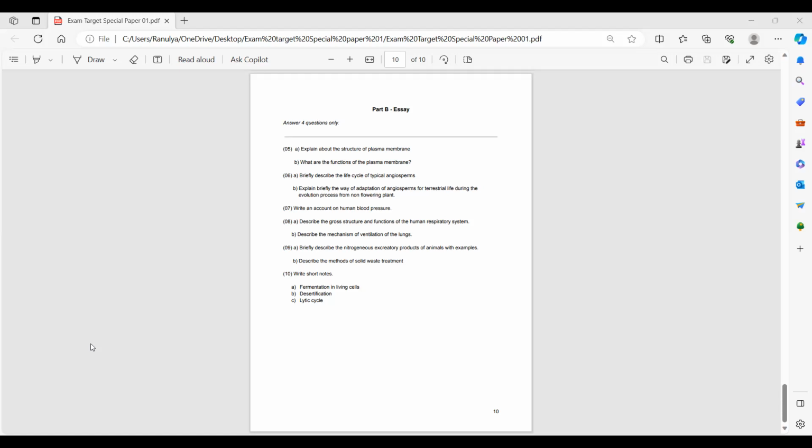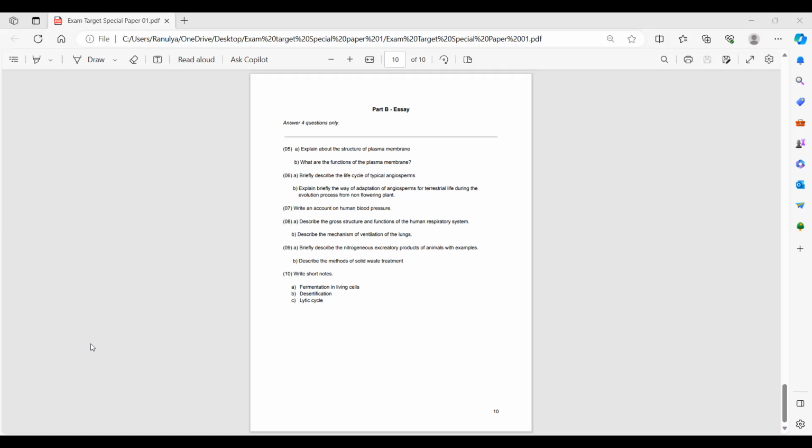Next point. It will adversely affect the normal functioning of vital organs such as brain, heart, and kidneys. Next point. Blood pressure varies according to time of the day, posture, gender, age, activity, exercise, and stress of an individual.